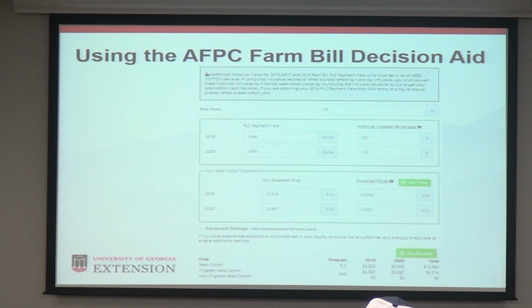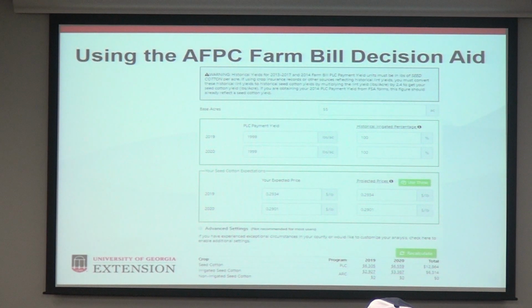So in my example here, I have a PLC payment yield of 800 and some odd pounds per acre of cotton lint. That ultimately transforms into a 1,999 pound per acre seed cotton PLC payment yield. You see there again, I left it the same in terms of 2020, so when I have that the same for my PLC payment yield for 19 and 20, I'm assuming no yield update under that scenario. And I assumed 100% irrigated using the projected prices there that are just under 30 cents per pound.